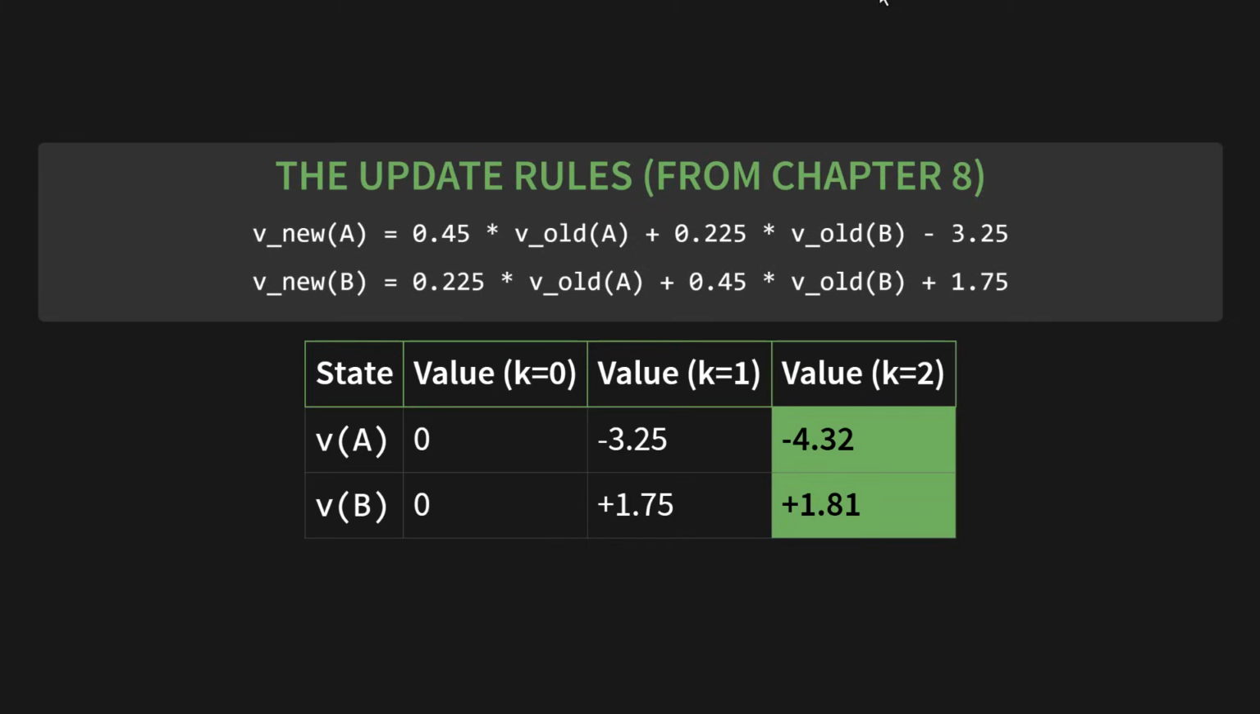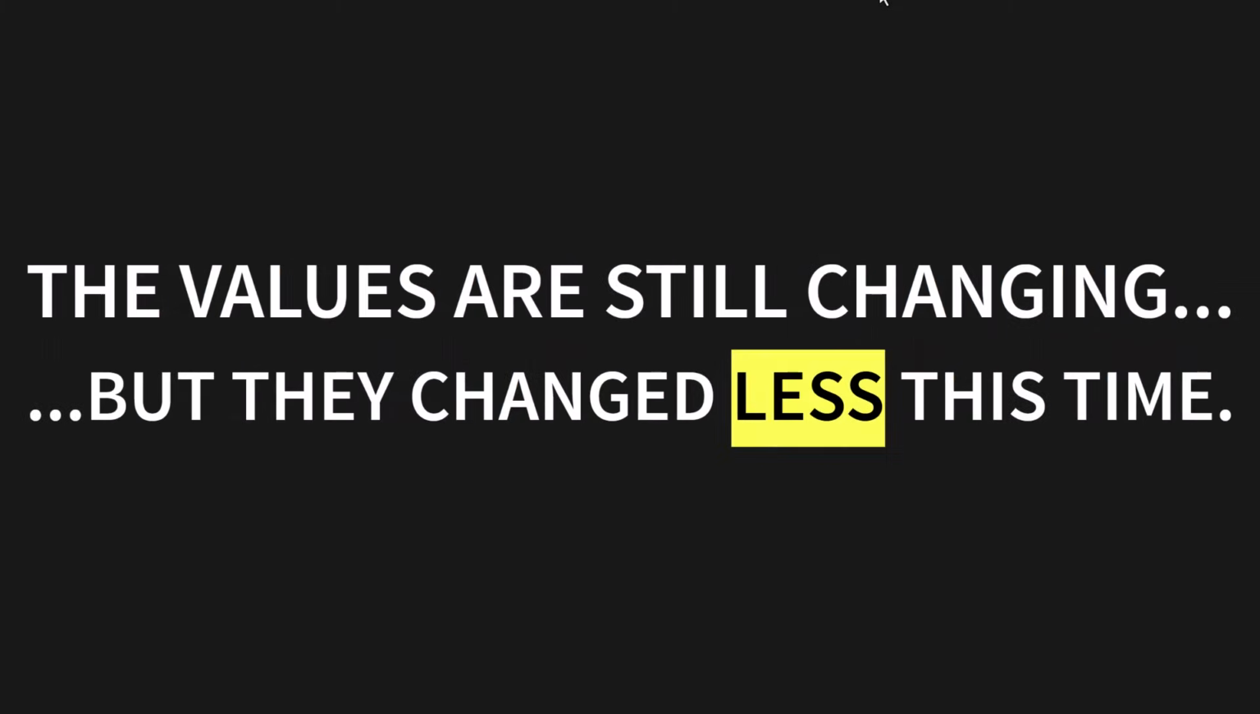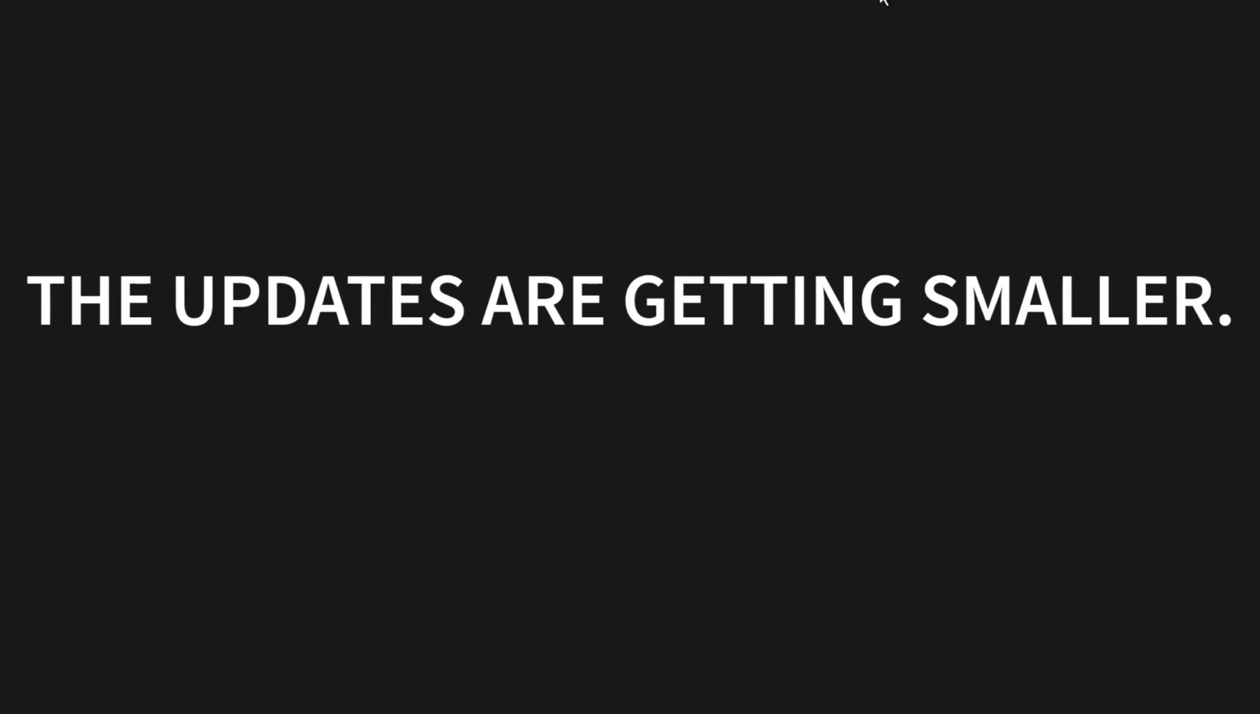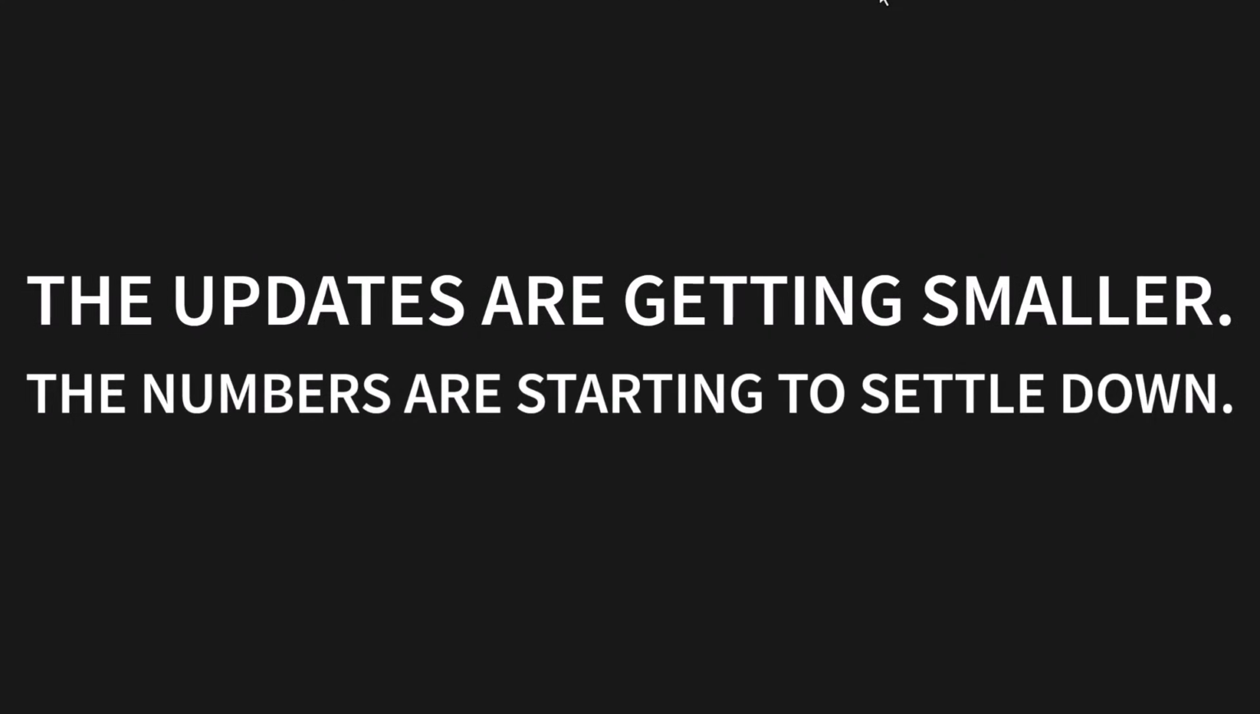Do you see what's happening here? The values are still changing, sure, but they changed less this time. The first update for a was over 3 points. The second was only about 1 point. The updates are getting smaller. The numbers are starting to settle down. They are converging.